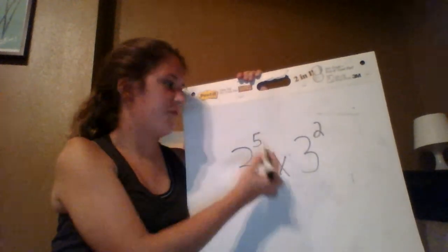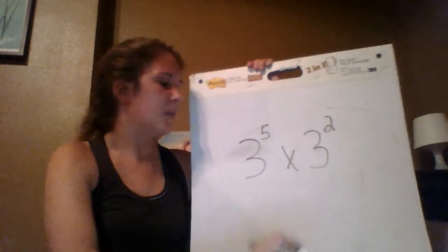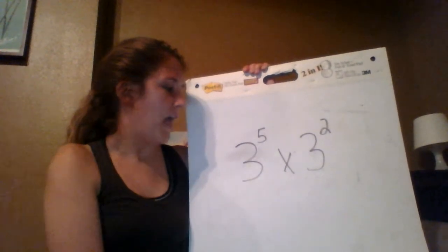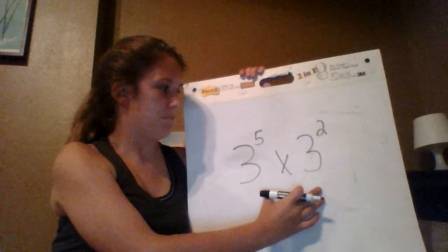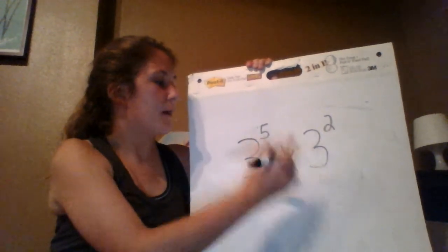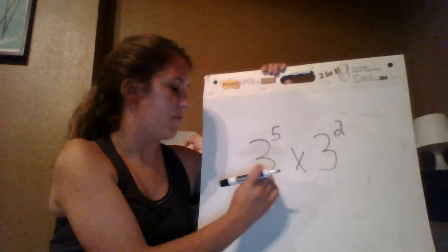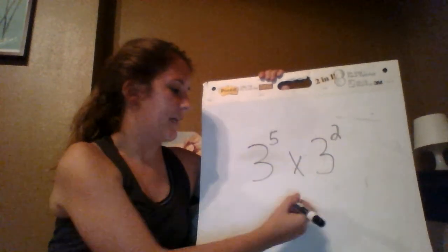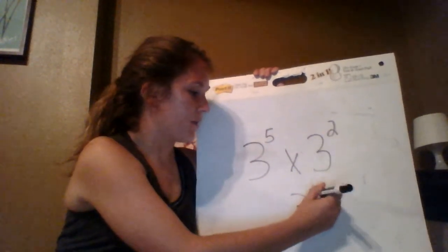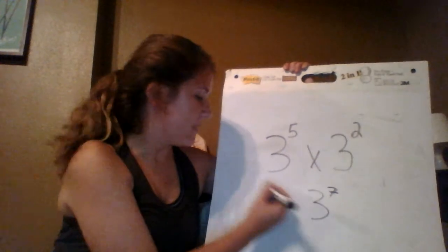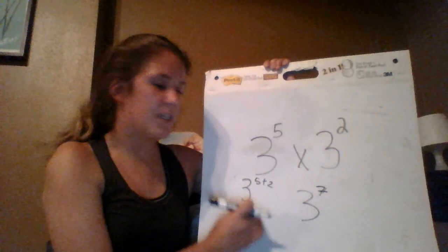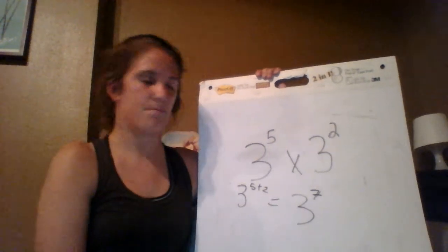Starting, I have 3 to the 5th times 3 to the 2nd power. I know that when I am multiplying exponents by each other, and the base is the same, I can do what with my exponents? Well, when the base is the same, I know that I can add my exponents. So I have a base of 3, a base of 3, so I can add my exponents. This simplifies to 5 plus 2, 3 to the 7th. You may also see it written like this, 3 to the 5 plus 2. These are equivalent, they are the same.